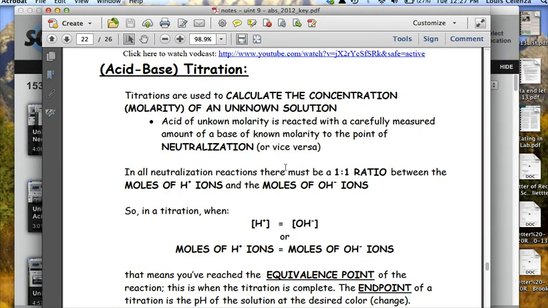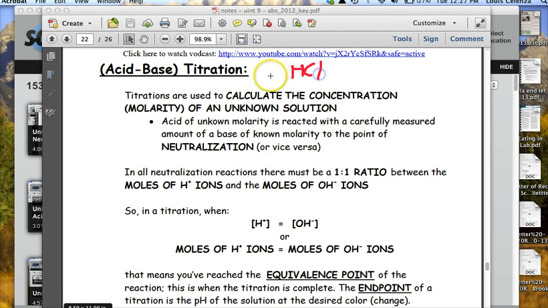Now, what is a titration? Basically, a titration is a process used to determine the strength, in other words, the molarity of an unknown solution. So I'll give you an example. Let's say we had a sample of HCl, but we didn't know how strong it was. We didn't know its molarity. Well, we could use the process of titration to determine the strength of that acid, and this is just kind of an explanation of everything here.